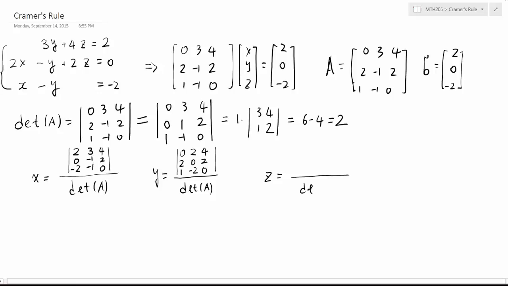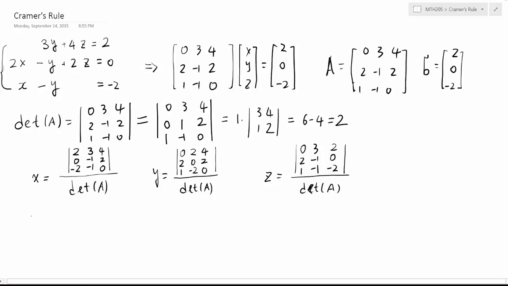Do the same thing for z, and then we have the determinant of A in the denominator. Here z is the last variable, so we're going to replace the last column by 2, 0, -2, and the other 2 columns we copy over here. Now the rest of the calculation is just to find the values of these 3 determinants.